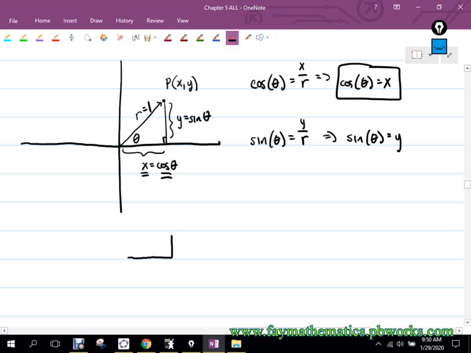So now think about this. You've got a right triangle. This distance is cosine theta, this distance is sine theta, and this distance is 1. If it's a right triangle, what's the number one theorem that works with right triangles? Pythagorean. So sine squared of theta plus cosine squared of theta, that's a squared plus b squared. Shouldn't that equal c squared? What's c squared? 1.